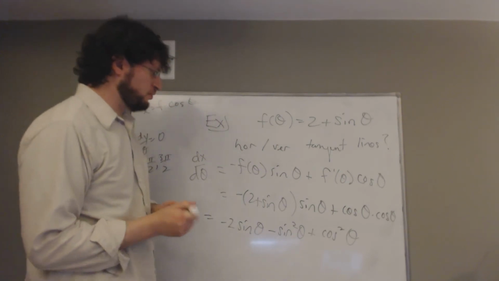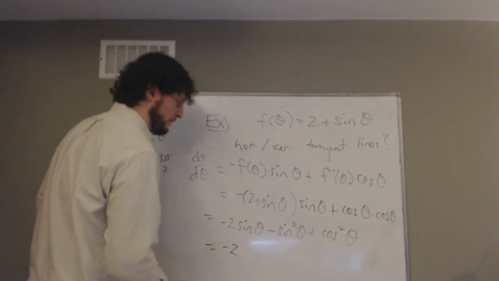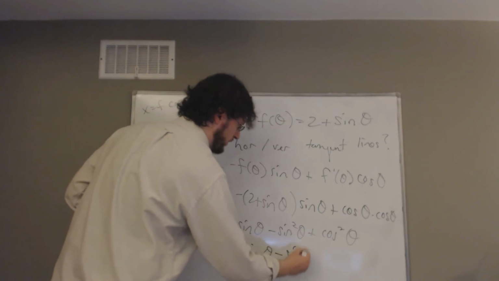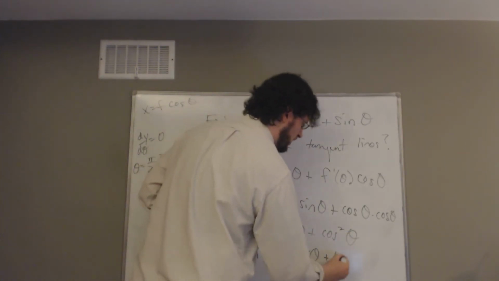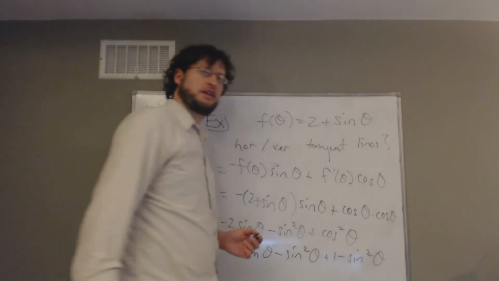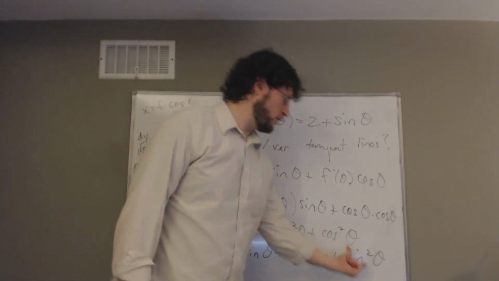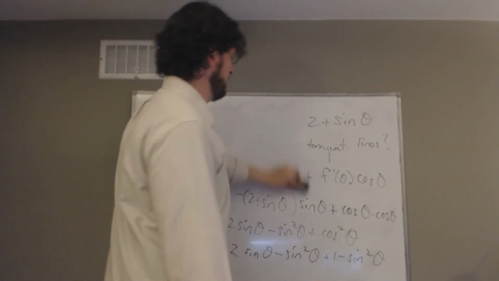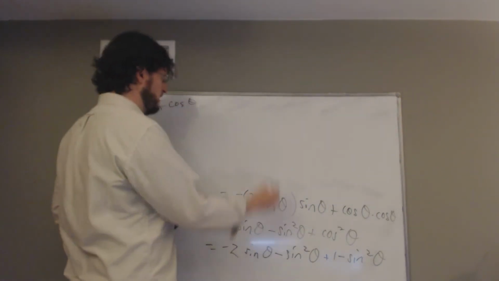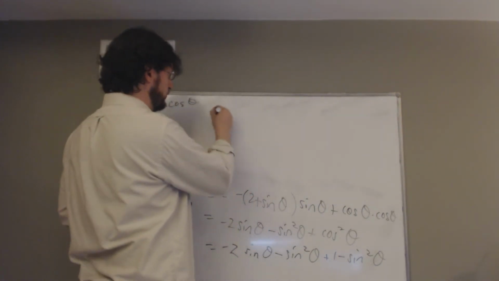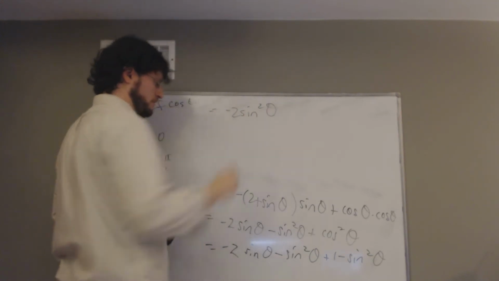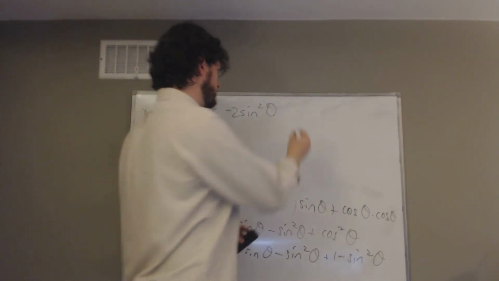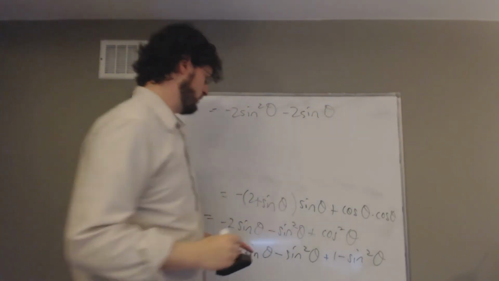Now this one gets a little tricky at this point, but just follow along and we'll see what happens. So I get minus 2 sine theta minus sine squared theta. I'm going to turn cosine squared into 1 minus sine squared theta, because cosine squared plus sine squared is 1. So I can combine my like terms. If I combine the like terms, this equation becomes -2 sine squared theta, because I have a negative sine squared, minus 2 sine theta plus 1.